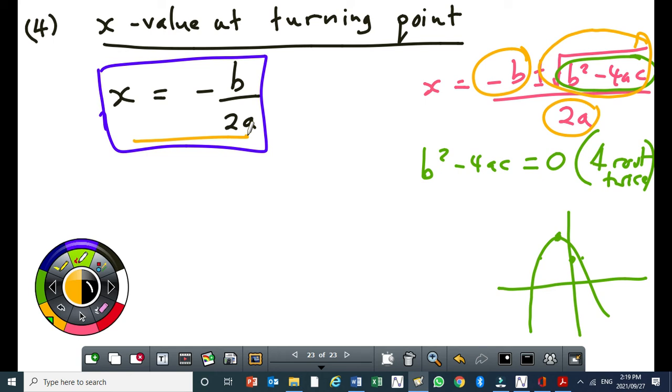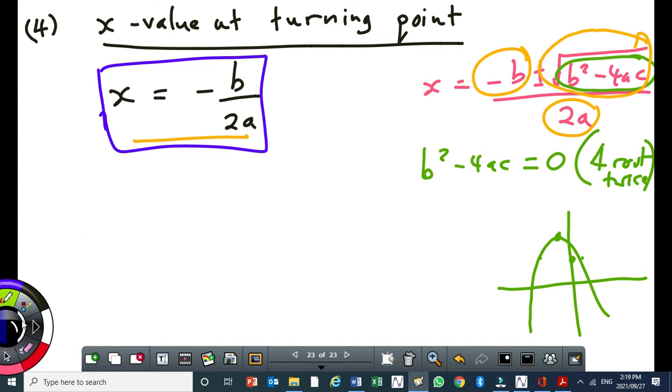The second way, I don't want to complicate it for you, so you just need to know that the x value at the turning point for the standard form is equal to x equals minus b over 2a.